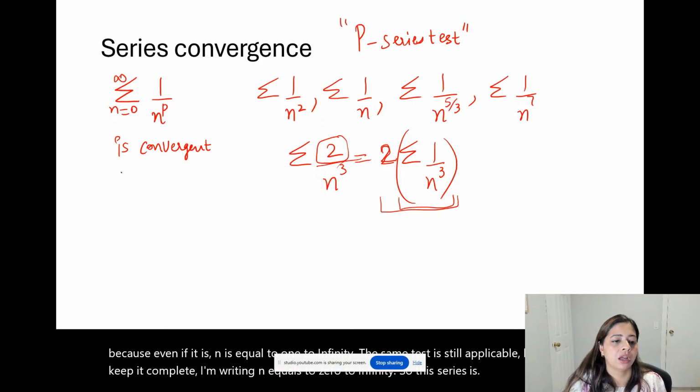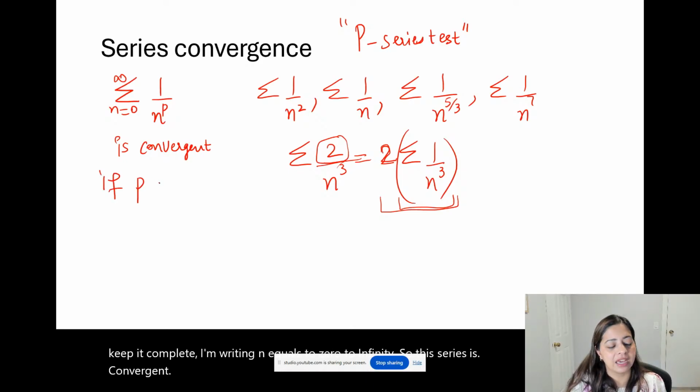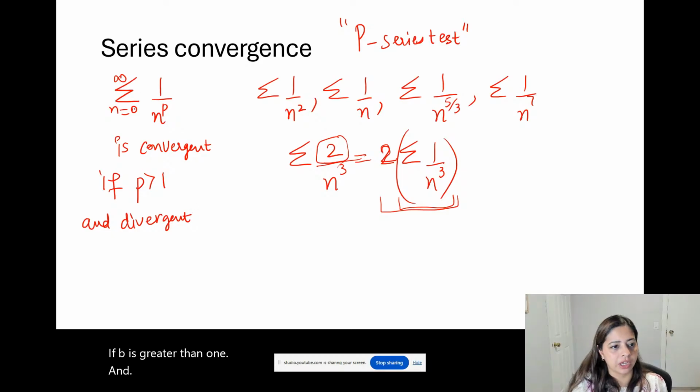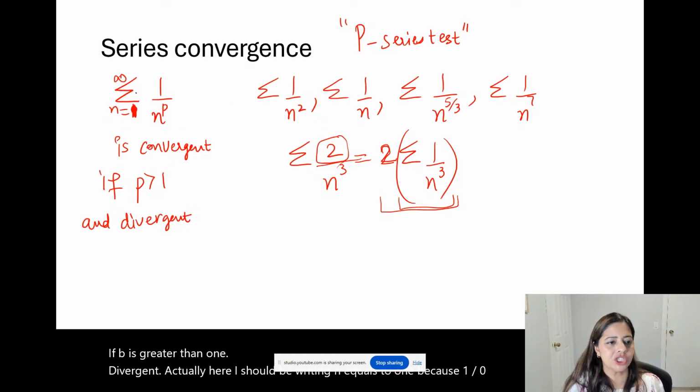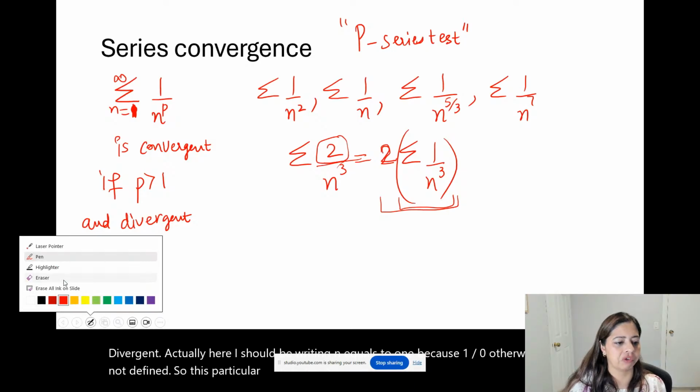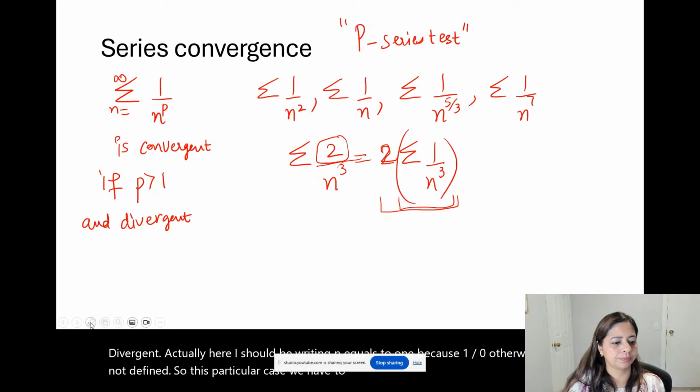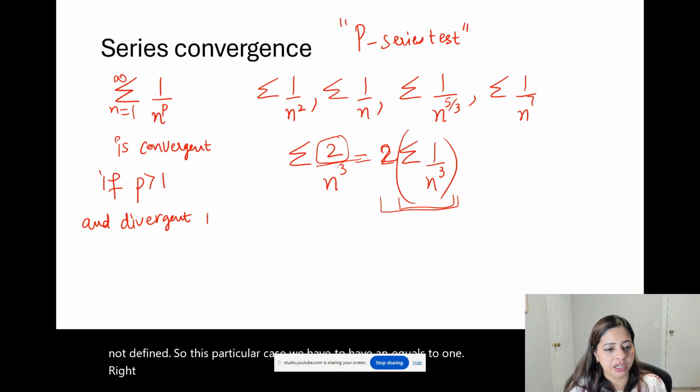convergent if p is greater than 1 and divergent. Actually, here I should be writing n equals 1 because 1 over 0 otherwise will be not defined. So in this particular case, we have to have n equals 1, right? Okay, and divergent if p is less than or equal to 1.